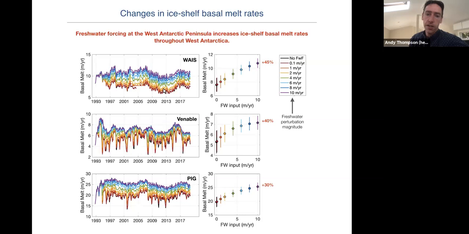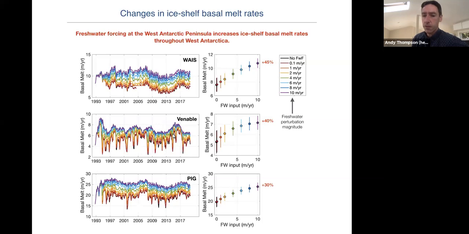Okay, so yes, one can see some signature here. If I integrate over all of the ice shelves, you see this decadal scale variability. It is interesting that one can maybe see a similar structure in Pine Island and maybe not so much in Venables, which speaks a little bit to the uniqueness of the circulation around these different ice shelves.